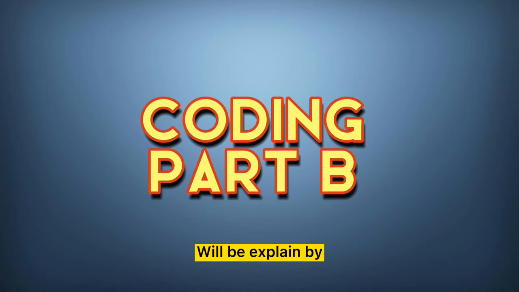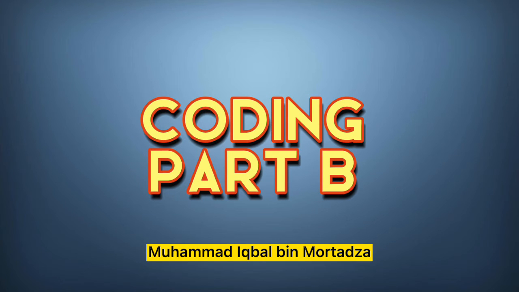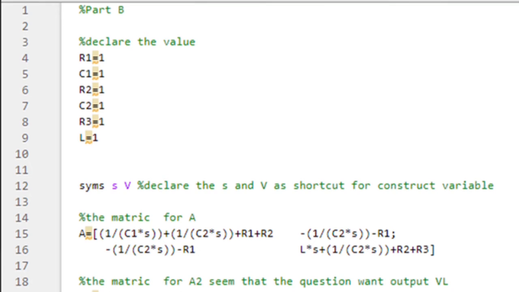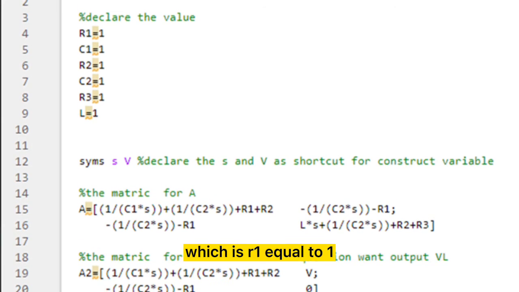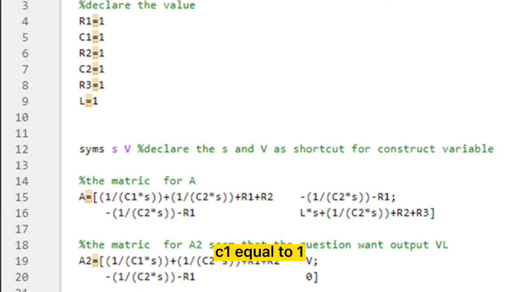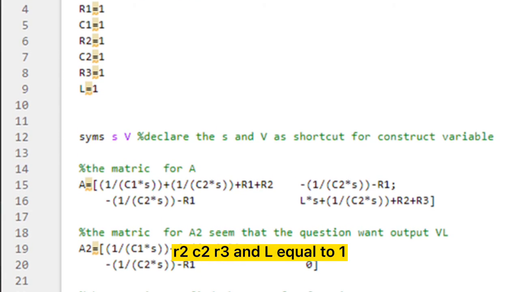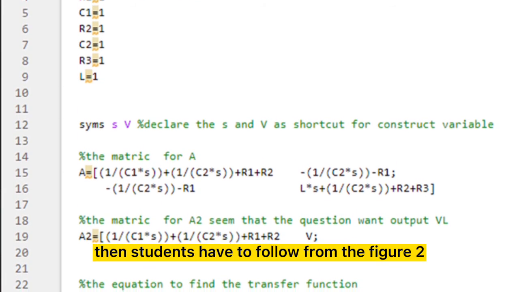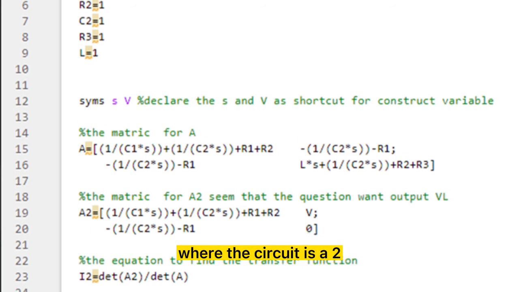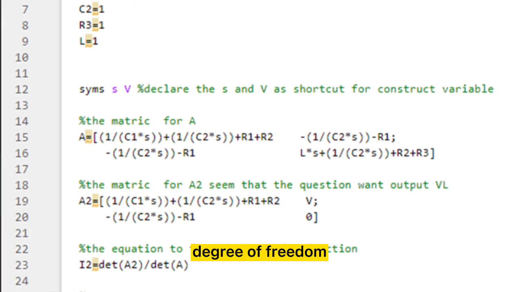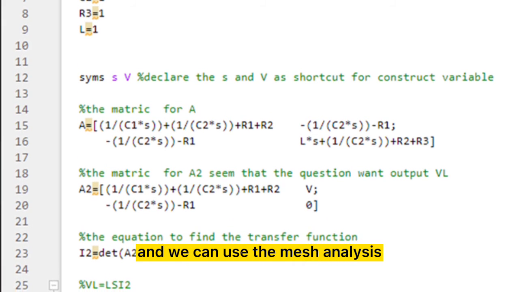The coding for part B will be explained by Muhammad Iqbal bin Murtaza. For part B, first we have to declare the value for every parameter, which is R1 equal to 1, C1 equal to 1, and R2, C2, R3 and L equal to 1. Then students have to follow figure 2 to create equations, where the circuit is a 2 degree of freedom and we can use mesh analysis.